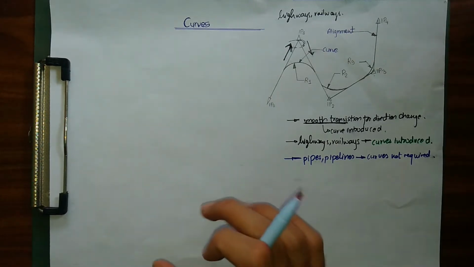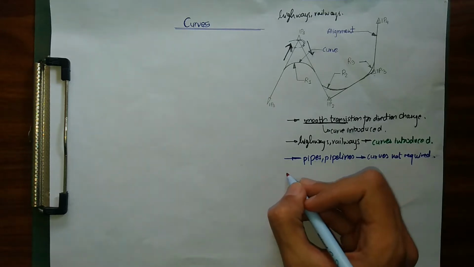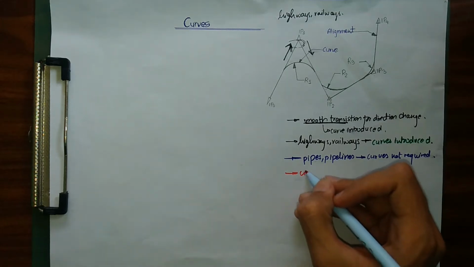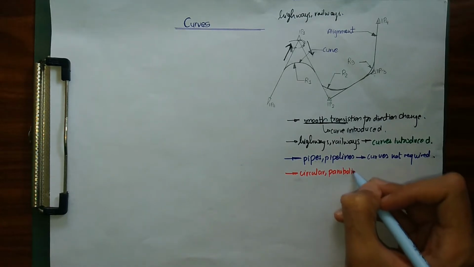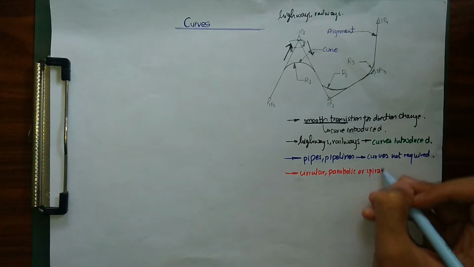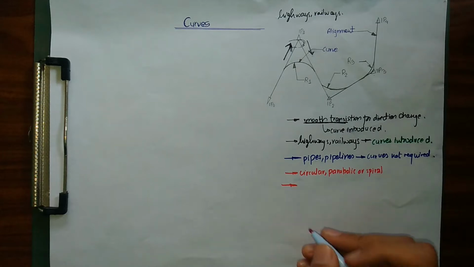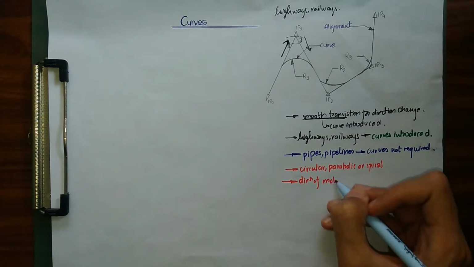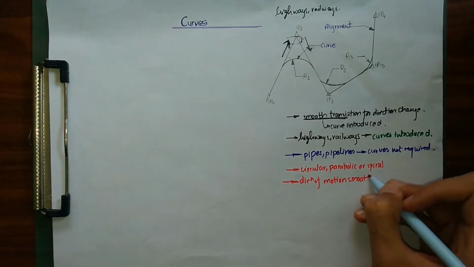So after having a basic introduction to curves and why a curve is required, next we'll be talking about the types of curve. Curves can be of different types. It can be either circular, parabolic or spiral. And as I have already mentioned before, a curve is provided in order to change the direction of motion smoothly for our highways or railways.